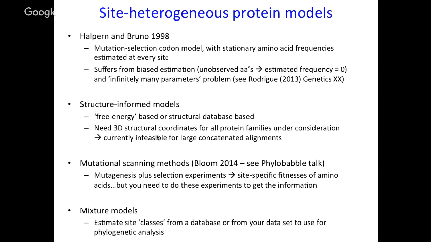There've also been dozens and dozens of papers where people try to use information from the 3D structure of proteins to actually inform what kind of amino acids should occur at a given site. The difficulty with such models is that you actually need 3D structural information in order to make these models. They also tend to be computationally intensive. And for large concatenated alignments, you're not going to get that kind of information, at least not yet.